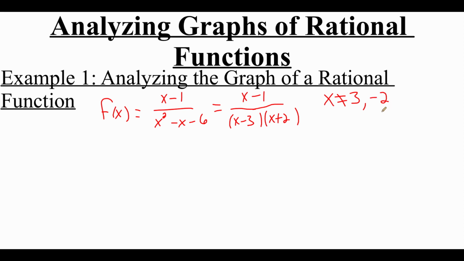Now, while we've got this function in its factored out form, we should look to see if there are any factors that will cancel out. But there aren't, because we've got the x minus 1 on top, and the two factors we've got on bottom are the x minus 3 and the x plus 2. So none of that's going to cancel out.